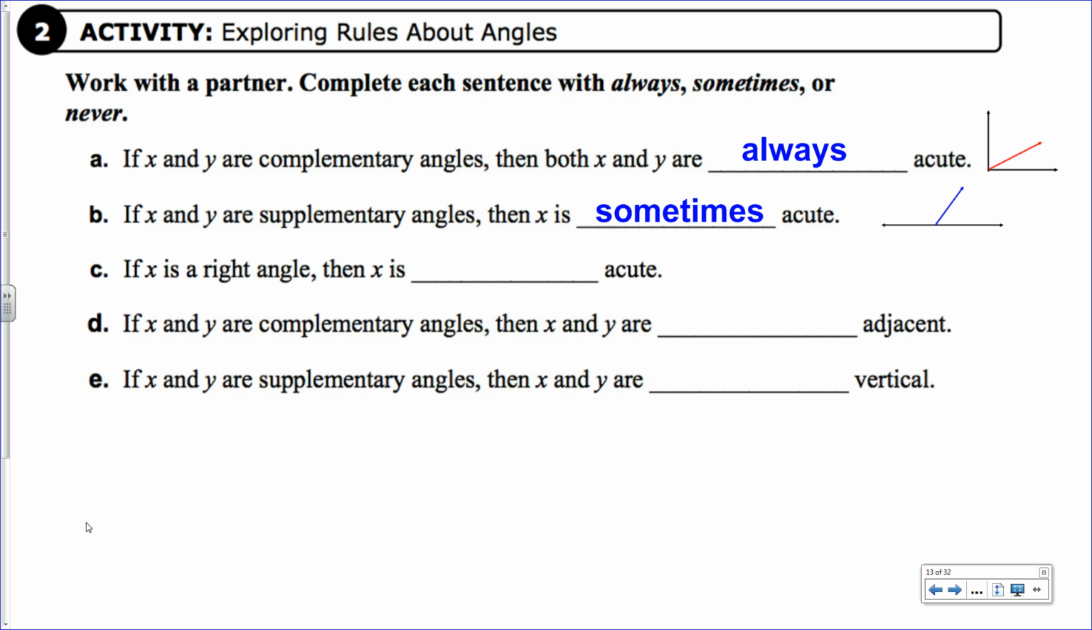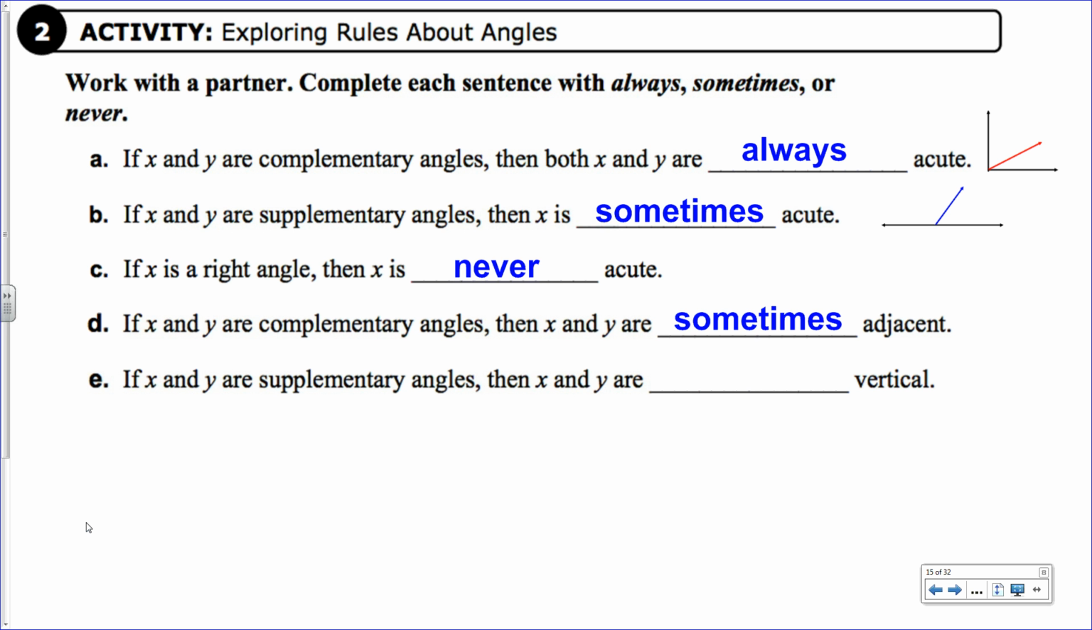Letter C, if X is a right angle, then X is sometimes, always, or never acute. Okay, a right angle is 90 degrees, so it can never be acute. Letter D, if X and Y are complementary angles, complementary means they add up to 90, then X and Y are sometimes, always, or never adjacent. Adjacent means next to each other. You have two angles that are next to each other that also add up to 90 degrees. Sometimes they might not be next to each other.